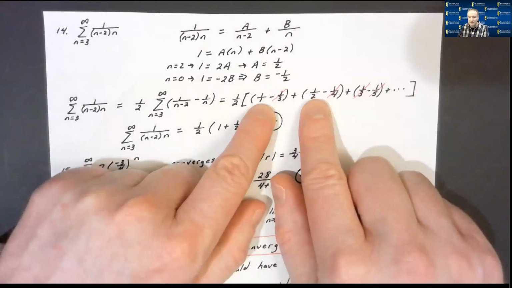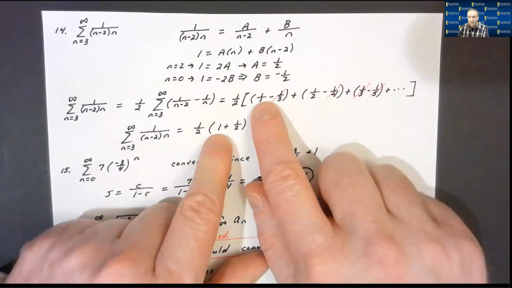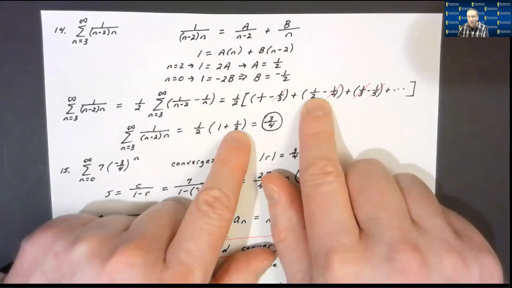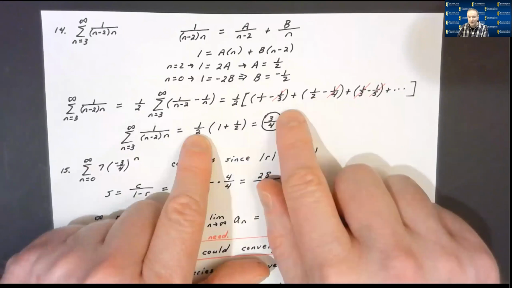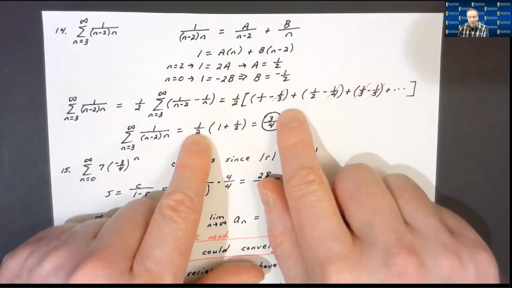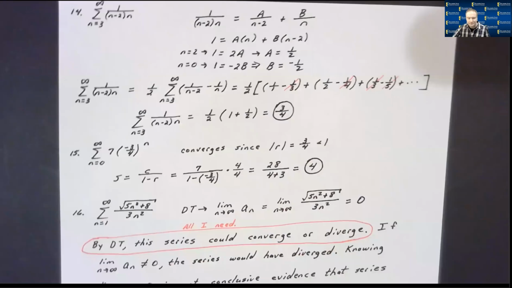So the sum of this series is simply 1/2 times 1 plus 1/2. 1 plus 1/2 is 3 over 2. 3 over 2 times 1/2 gives me a summation of 3/4. Gorgeous problem there, guys. Next one.